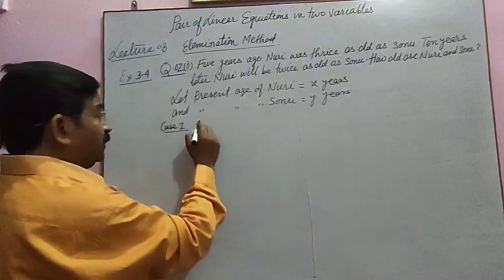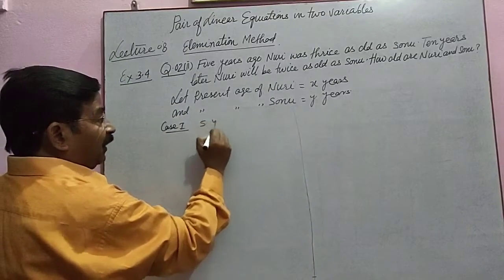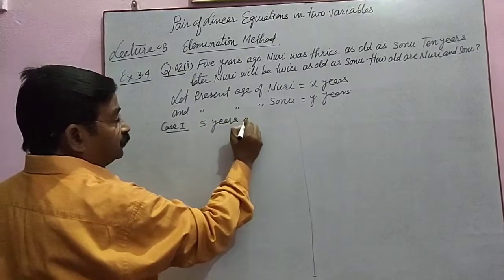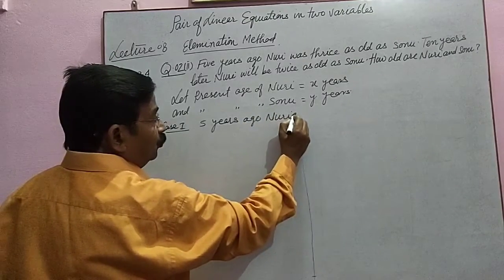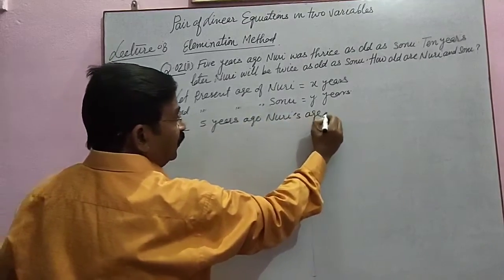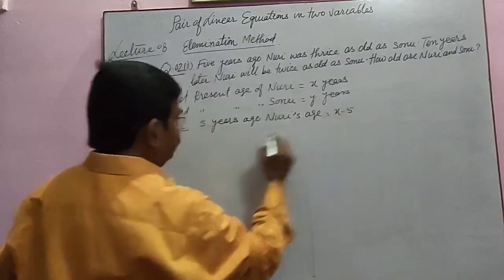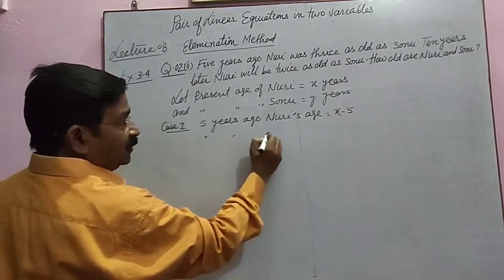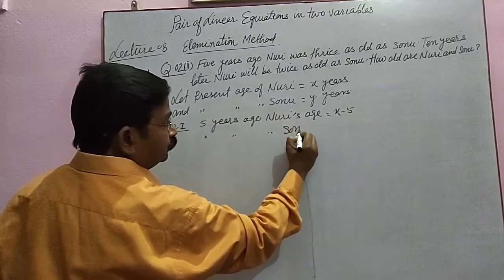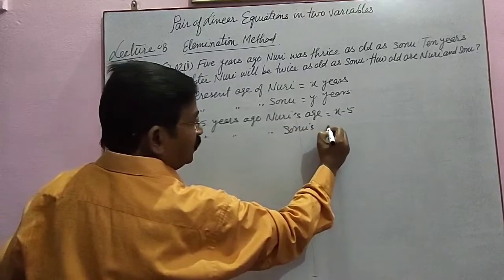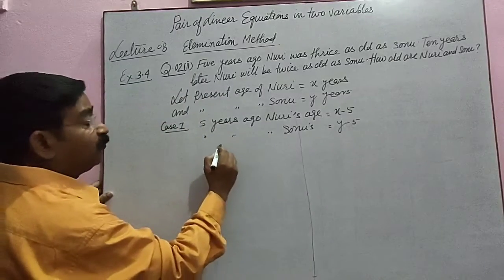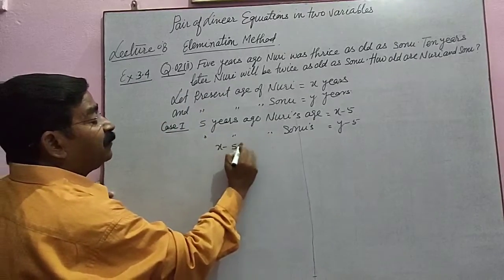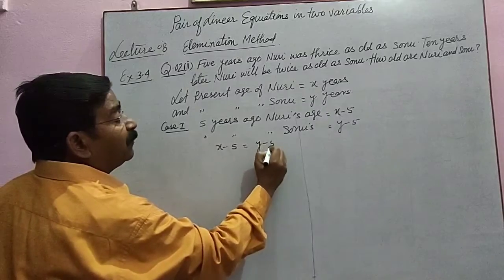So we write this statement like this. 5 years ago, Noori's age is X minus 5. 5 years ago, Sonu's age will be Y minus 5. Let's compare their ages. X minus 5 and Y minus 5.